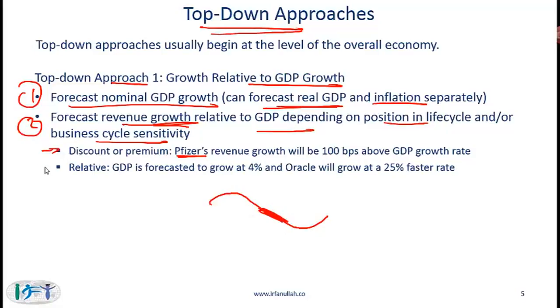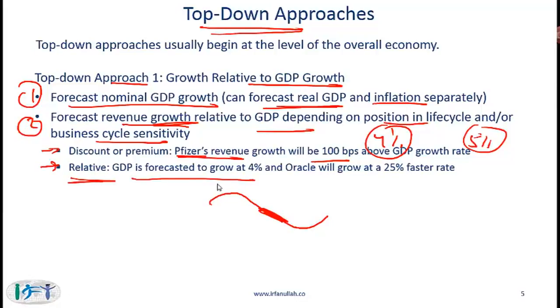And broadly speaking, there are two ways in which you can make the adjustment. One is to say that, okay, the economy is growing at 4% currently, and you say that Pfizer's revenue growth will be 100 basis points above the overall economic growth rate. So you are just adding a premium for this particular company. So you then estimate that, look, overall economy is growing at 4%, and I estimate that Pfizer will grow at 5%. That's one scenario.